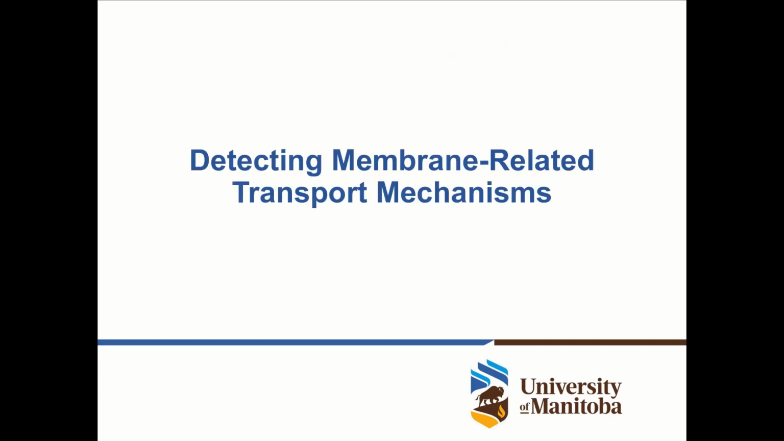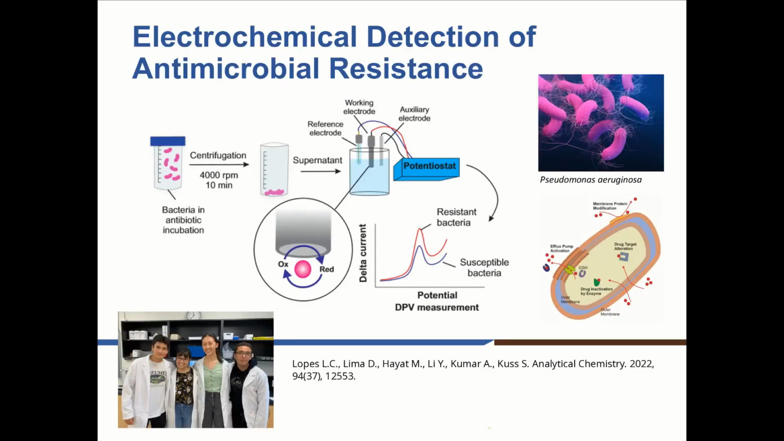Okay, and with this small introduction, I will jump right into some of our results where we are detecting membrane-related transport mechanisms. So here we are aiming to detect drug susceptibility in Pseudomonas aeruginosa bacteria because of their clinical relevance. These Pseudomonas bacteria are involved in acute infections, but also in chronic diseases such as cystic fibrosis. So here you see a very simple electroanalytical approach to quantify drug susceptibility. It's based on a solution of bacteria that we expose to an antibiotic. In this case, it's tobramycin.